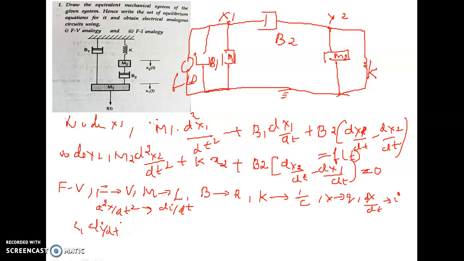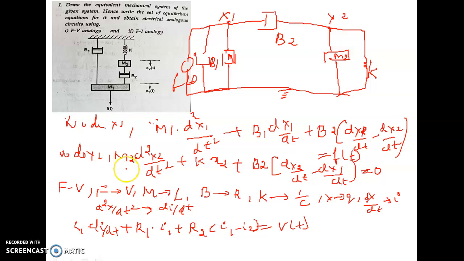Now again plus, we have b1. b1 is r1 into dx1 by dt. So dx by dt is analogous to I, so that is I1, plus b2. b2 is again r2 into dx1 by dt, that is I1 minus I2, is equal to f of t. f of t is nothing but, f is analogous to voltage, so that is v of t. So this is the FE analogy expression for the first differential equation.